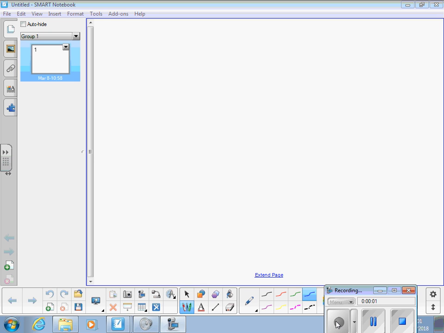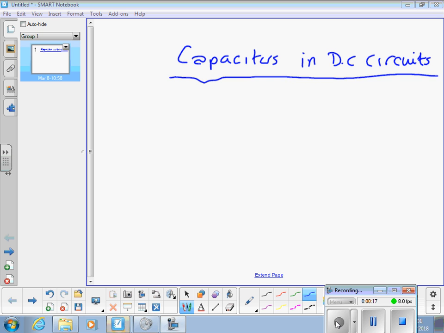But what we're going to do in this session is capacitors in DC circuits. Okay. What is a capacitor? Stores charge, yeah. Slowly, fast, depends on, as you'll find out, we can make it release it slow or fast, depending on other components.